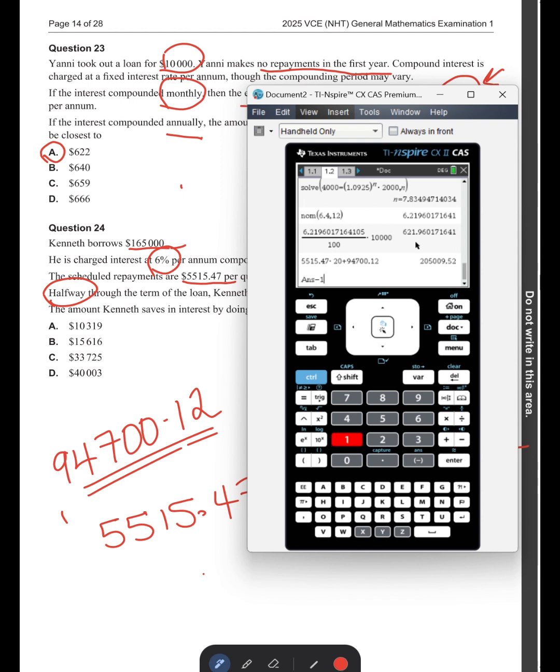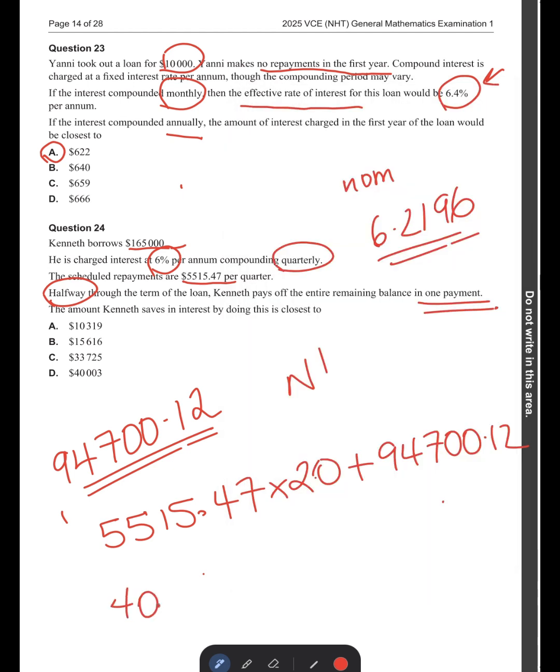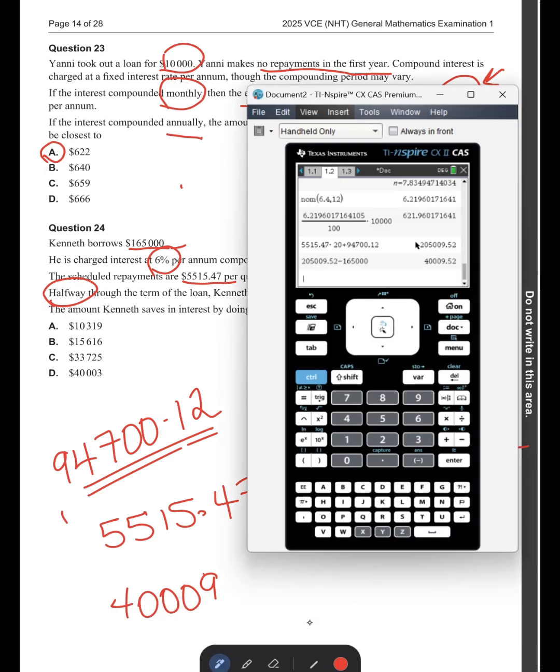And then we take away the amount he initially had. So he's got an interest of that much. So that's how much interest he's actually paid here. 40009.52.